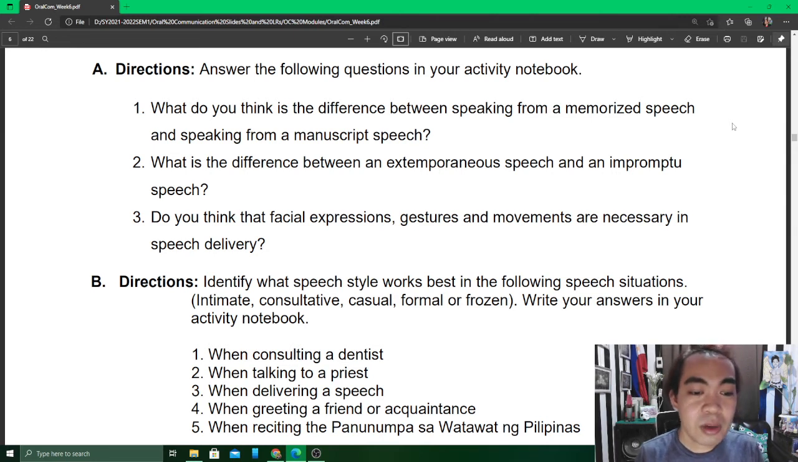Number 2, what is the difference between an extemporaneous speech and an impromptu speech? How do you know nga isa is extemporaneous and an isa is impromptu? Kita, sa mga Filipinos, usually kung medyo Filipino understanding lang, gina-exchange naton, gina-interchange naton ang extemporaneous speech kag impromptu speech. But there is a slight difference between them, and we will know about that later.